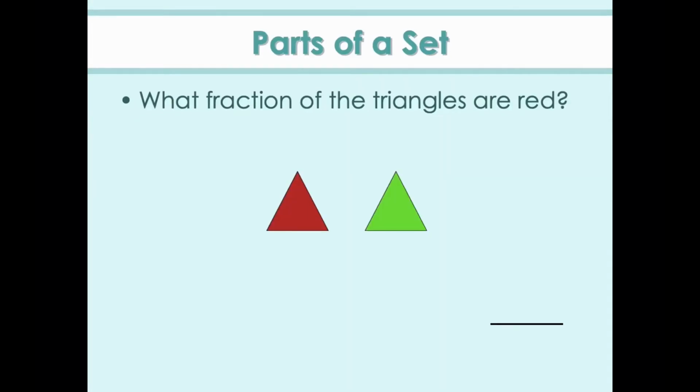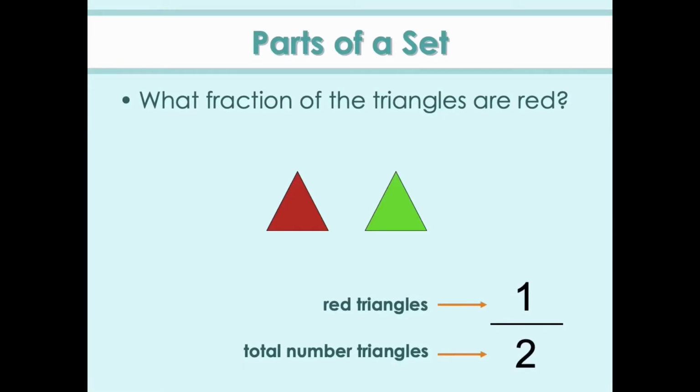So let's do another example. What fraction of the triangles are red? Think about this. How many red triangles are there? There is 1. How many triangles do we have all together? We have 1, 2. So we have 2 triangles. So our fraction is 1/2.